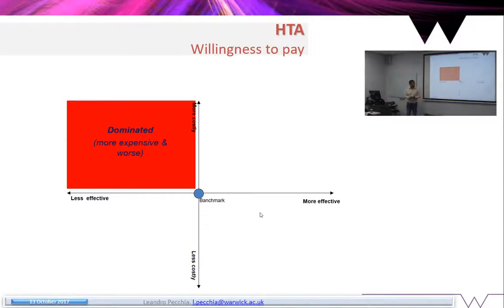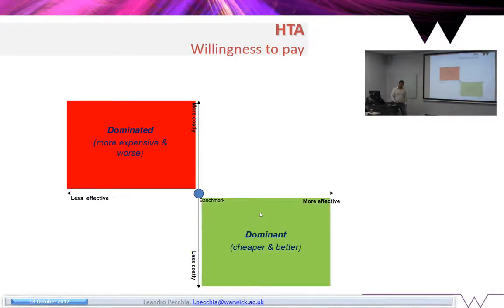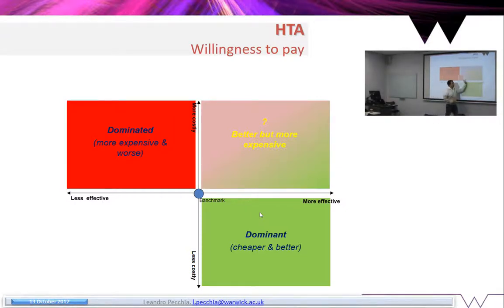It happens every day. Most likely when you do an innovation, you are more costly than the benchmark, at least in initial cost. But on the other side, you can be more effective and save budget to the NHS. That's where we want to be. In this case, we say that the new technology is dominant with respect to the benchmark because it's more effective and less costly. But in the majority of cases, you will lie here because you are more effective, but you also require an investment, at least in the first years. What do we do if you are there?